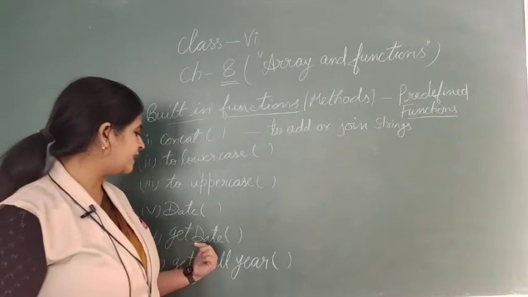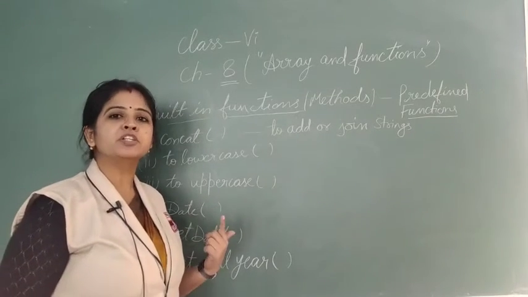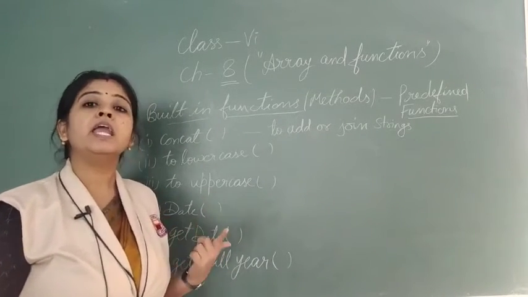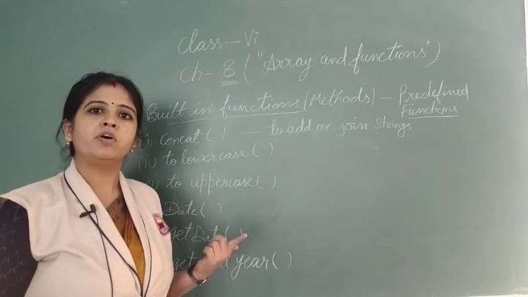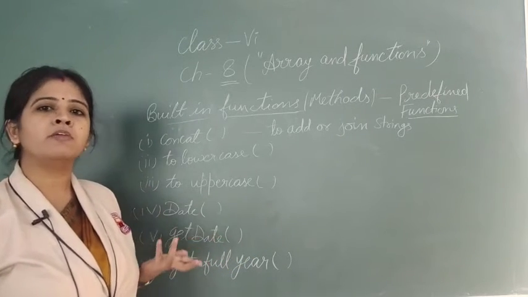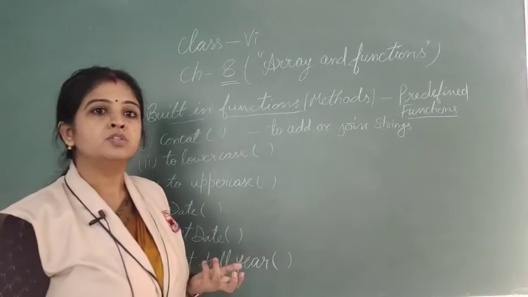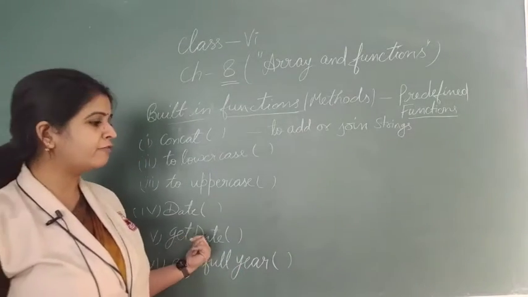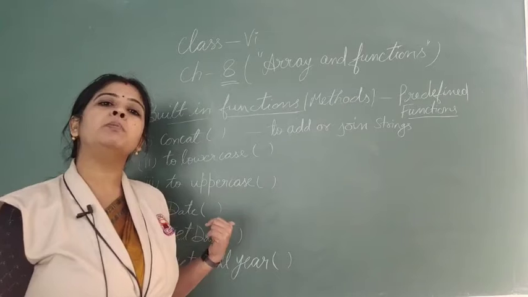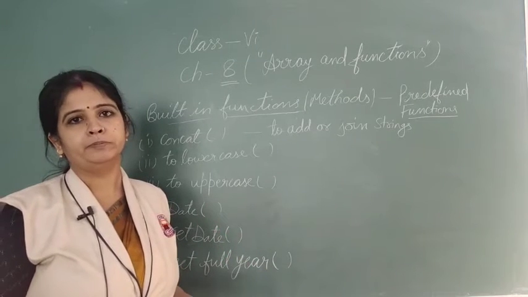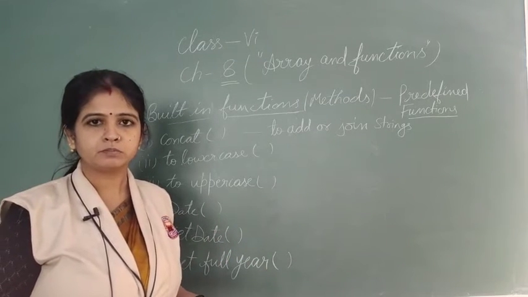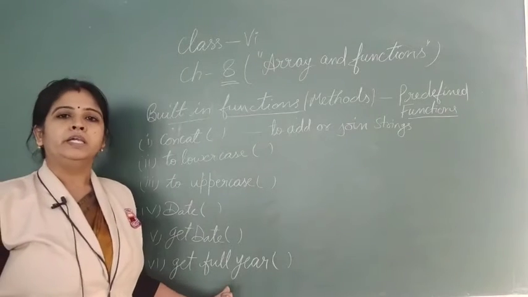Next is getDate. The getDate function returns the day of the month. For example, today is 21st November. So if I use the getDate function, then it will provide you 21. Clear? Now, getFullYear.